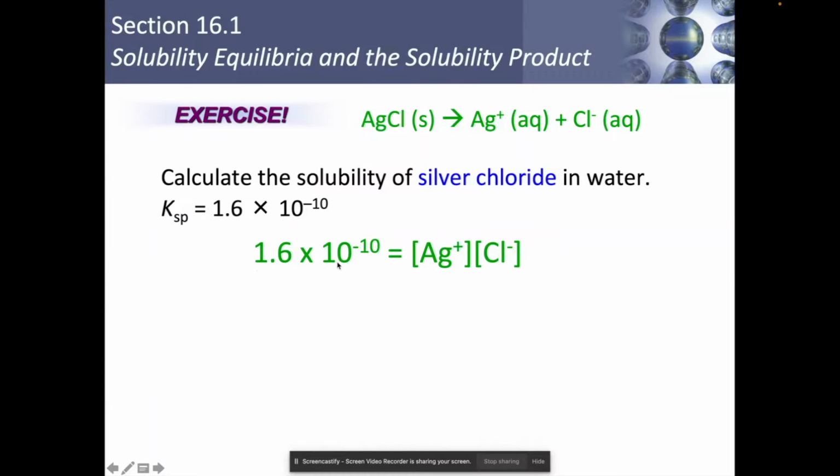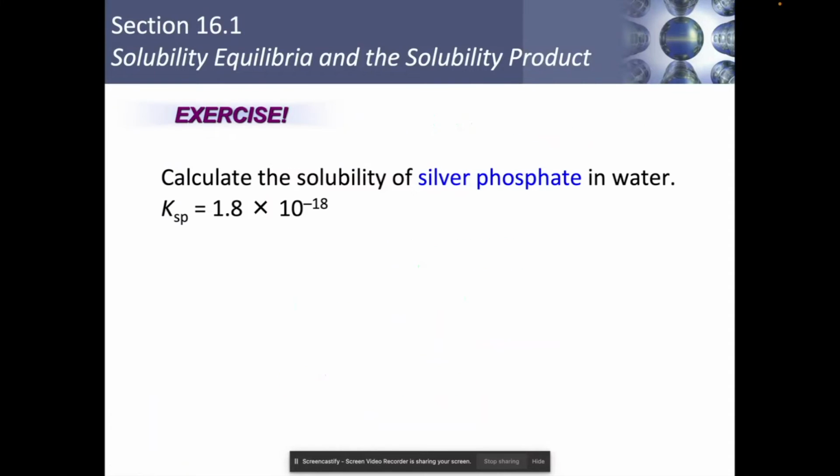So this is my Ksp, and it's going to be equal to the product of these two multiplied together. So all I've got to do is set that equal to x, right? That's going to be my unknown. So if I have x times x, that's x squared. So now by taking the square root of both sides, I now have my solubility. So 1.3 times 10 to the negative 5 moles per liter of Ag, and exact same amount of Cl. And yes, that makes sense, right? If I multiply this by itself, I end up getting this number.